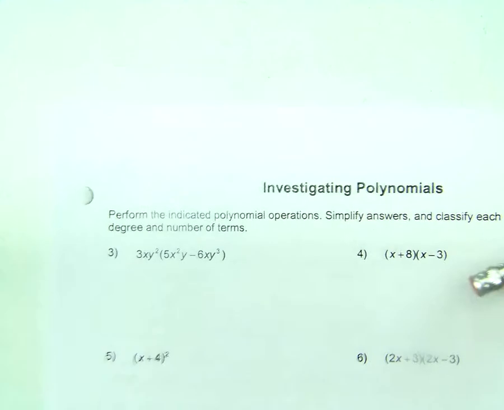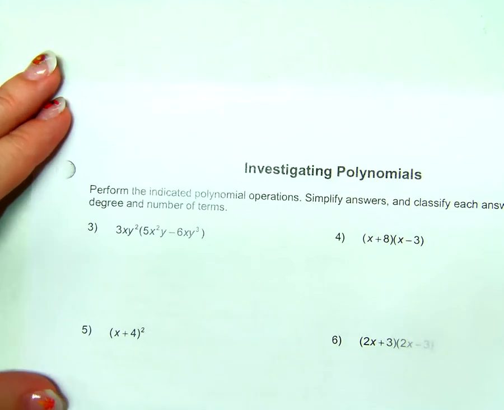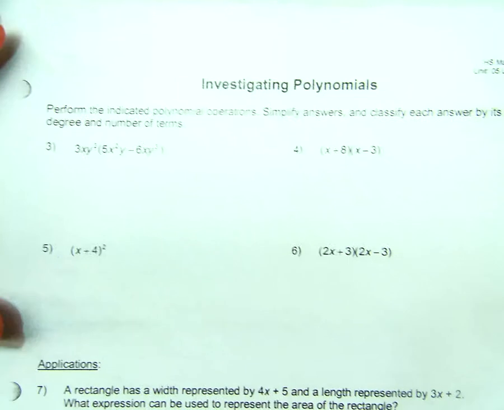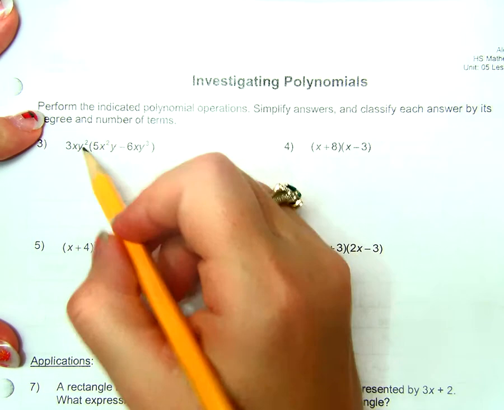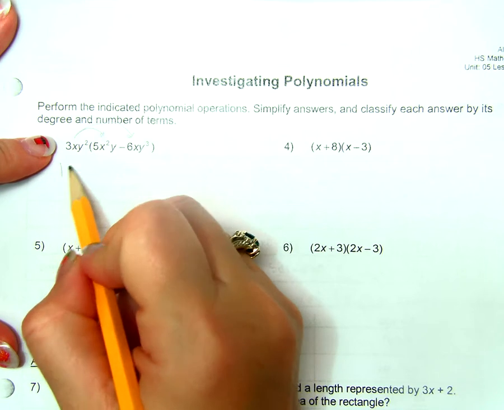On the next page, there are a couple more sample problems I want to show you. Okay, the most important one that I want to show you, however, is number 5, but we'll get there. Okay, so on number 3, distribute here and here, and we get 15.